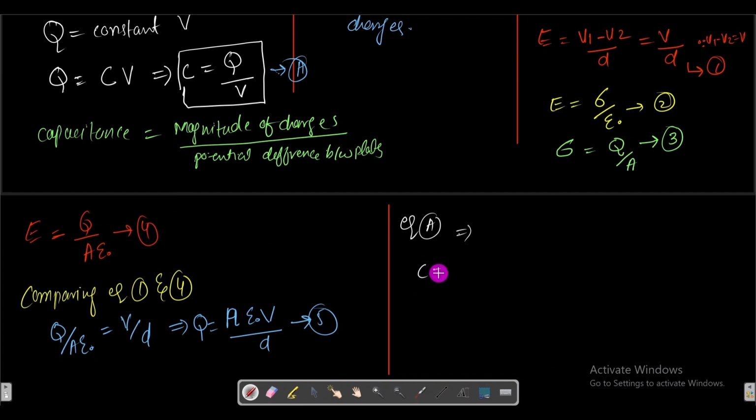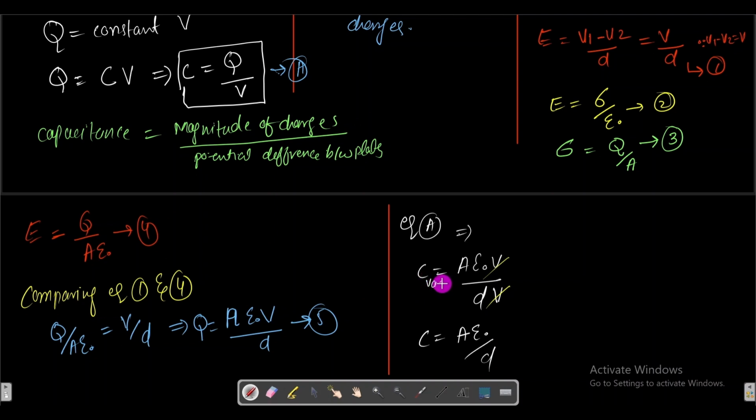C is equal to Q. Instead of that Q, I will put A epsilon naught V divided by D, and the V divided stays at its own position. So here this V will cancel with this V, and this equation becomes C is equal to A epsilon naught divided by D. So this is the capacitance of the parallel plate capacitor in vacuum.